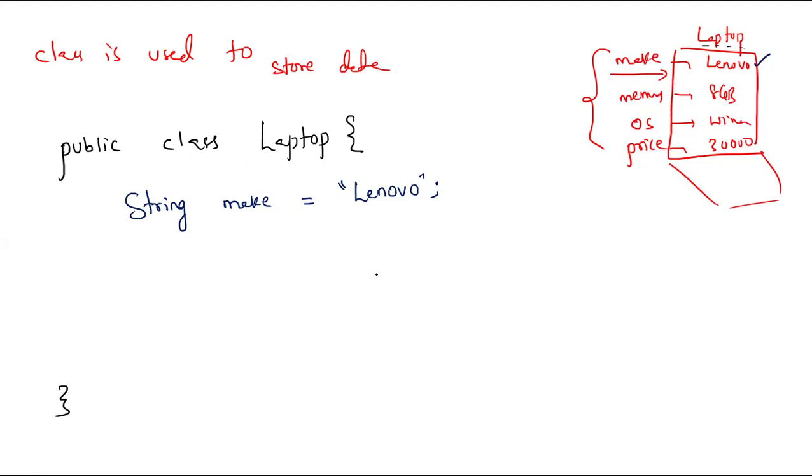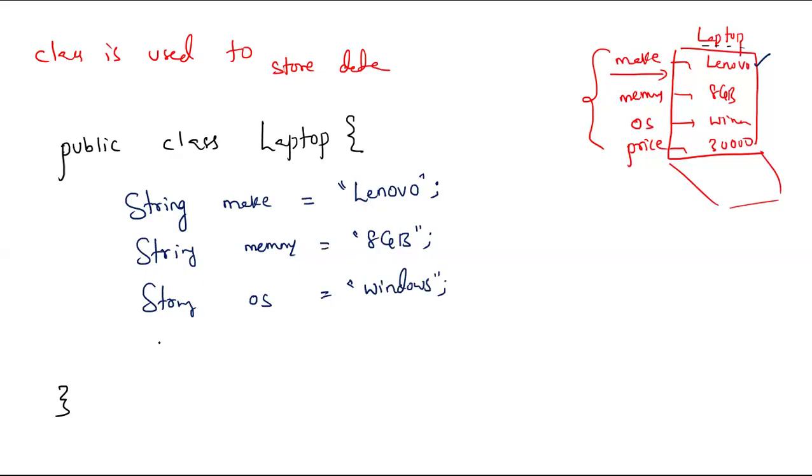Correct? The next, how do you store this 8 GB? Again, String only because of GB. So String memory or RAM equals, in double quotes, 8 GB. The next, OS, again String only. Then OS is my variable equals Windows, my data, in double quotes. The next price, since it is 30,000, it's in the range of int only. So int cost or price is a variable name equals 30000.